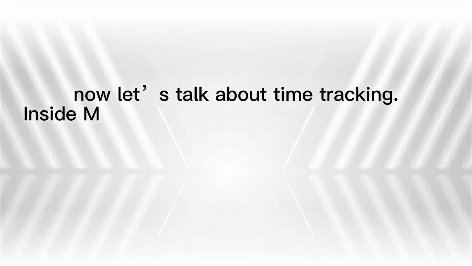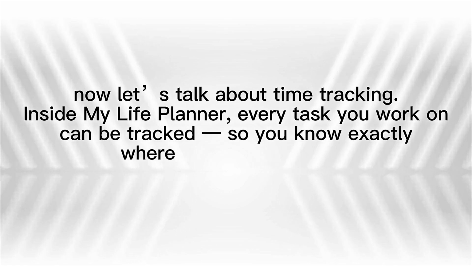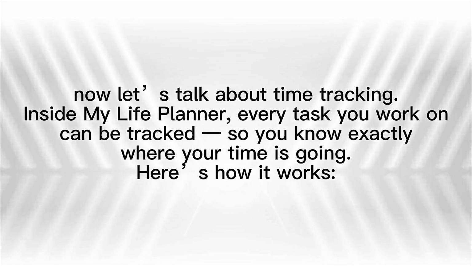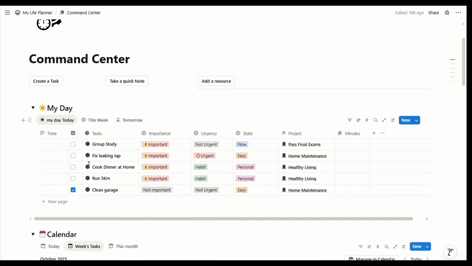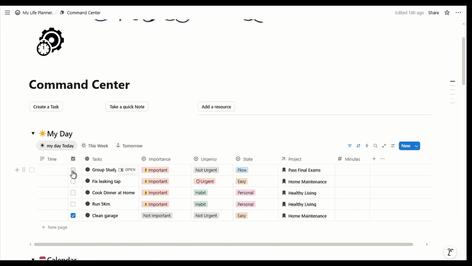Now let's talk about time tracking. Inside my Life Planner, every task you work on can be tracked, so you know exactly where your time is going. Here's how it works. Start by checking off all your completed tasks.